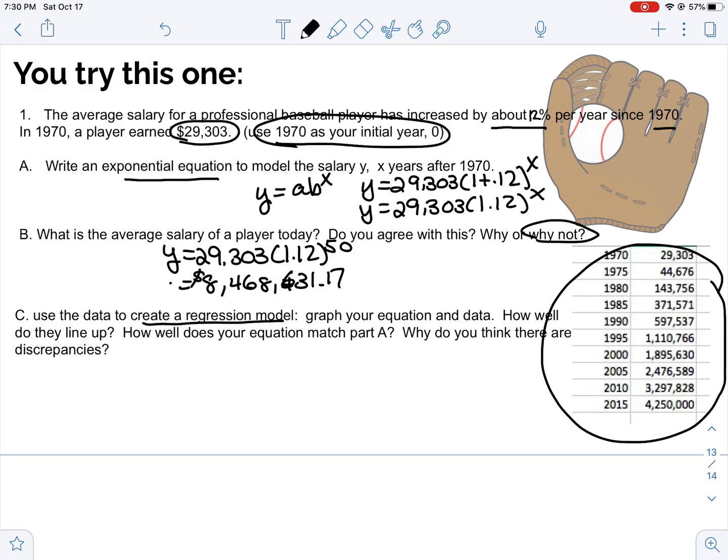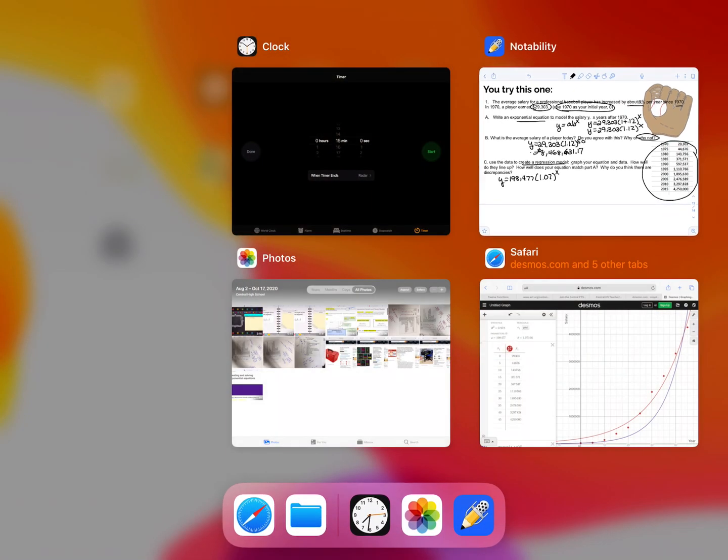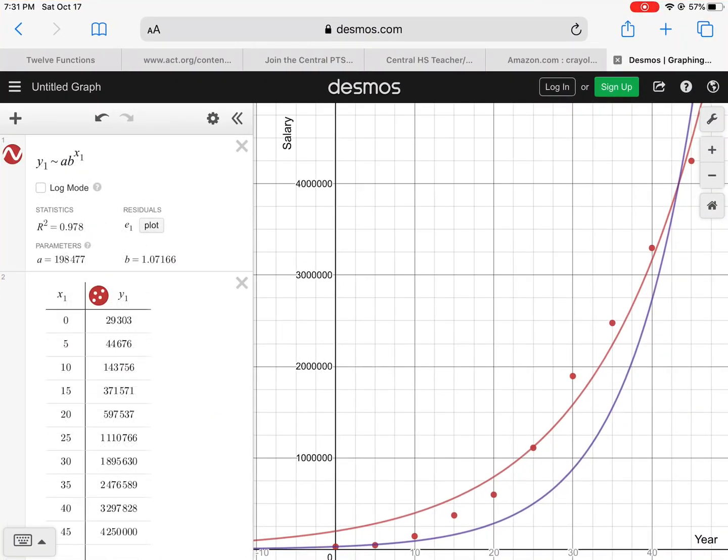So our equation that I would write here is y equals 198,477 roughly, times 1.07, again, I'm rounding that off a little bit. You notice that they kind of line up fairly nicely, a little bit better than the other model. So our regression curve does fit some of the dots a little bit better. Some are a little low, some are a little high, but it looks like it's going through them. Whereas our other model, the purple model, doesn't look like it fits as well.